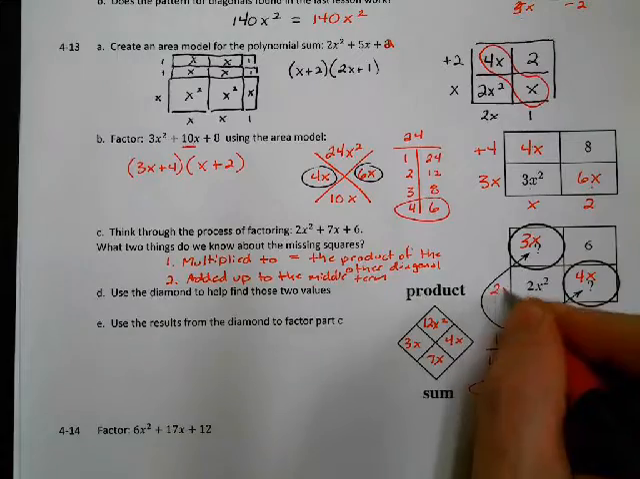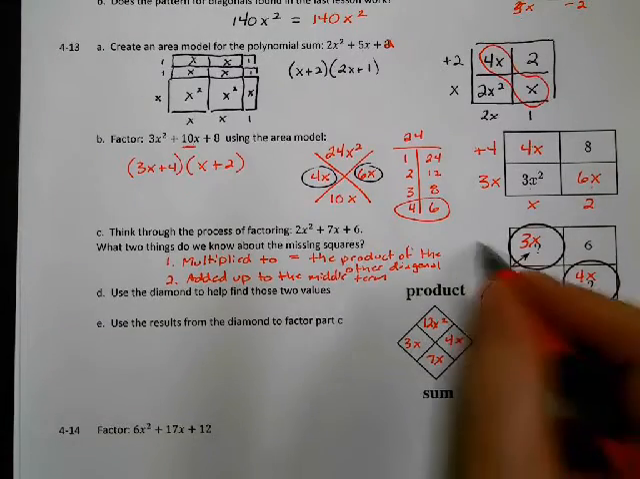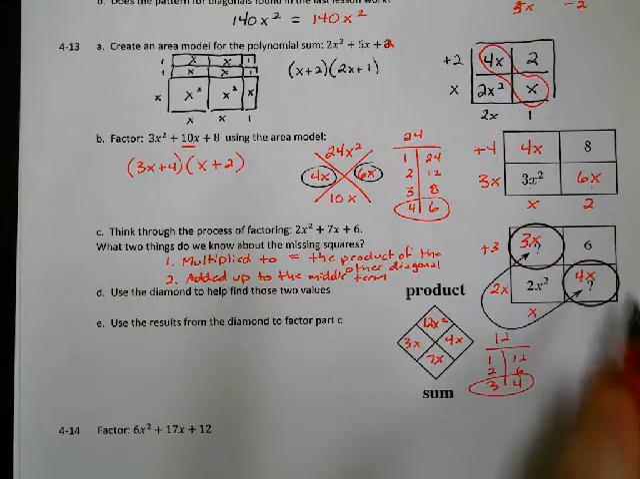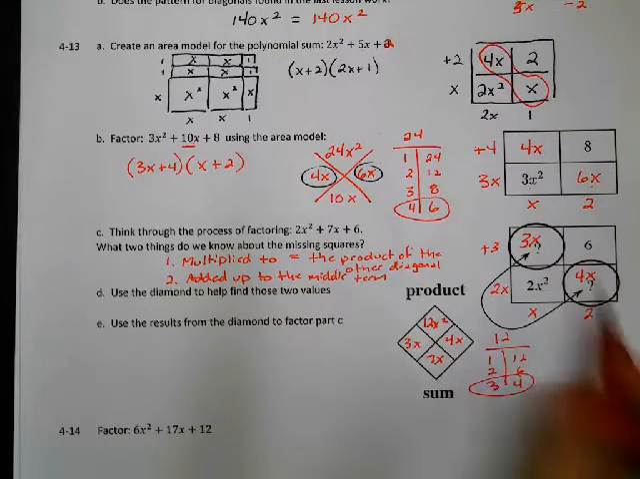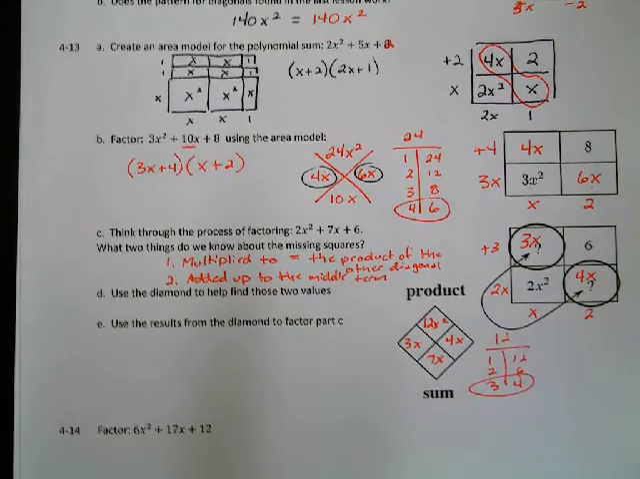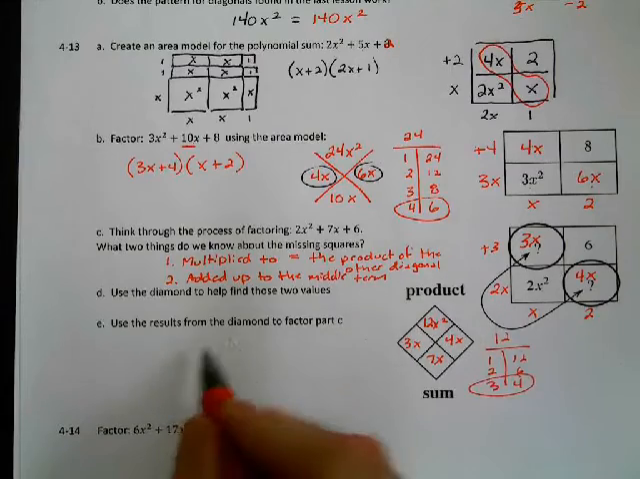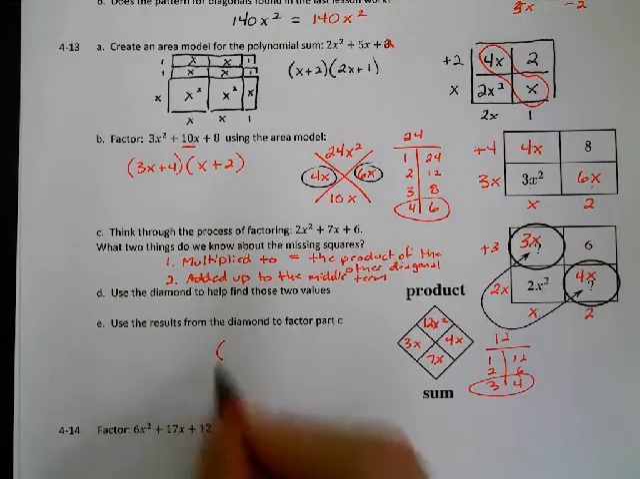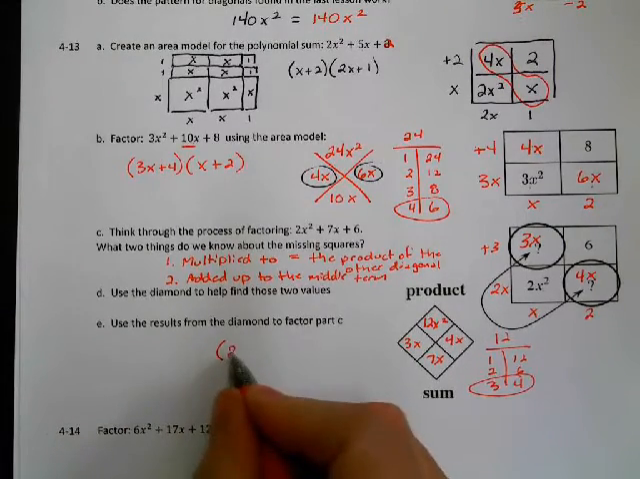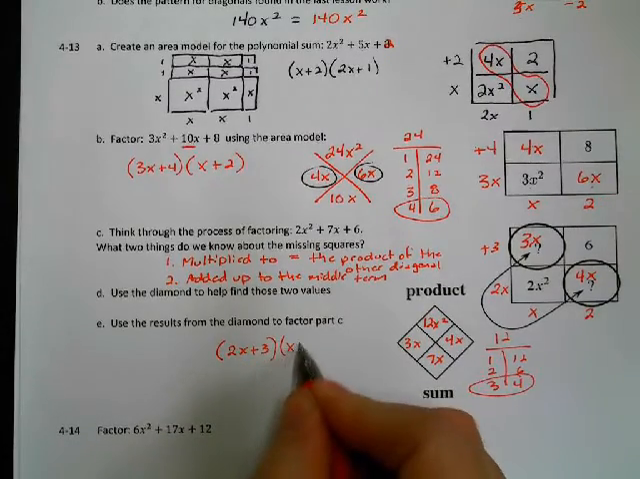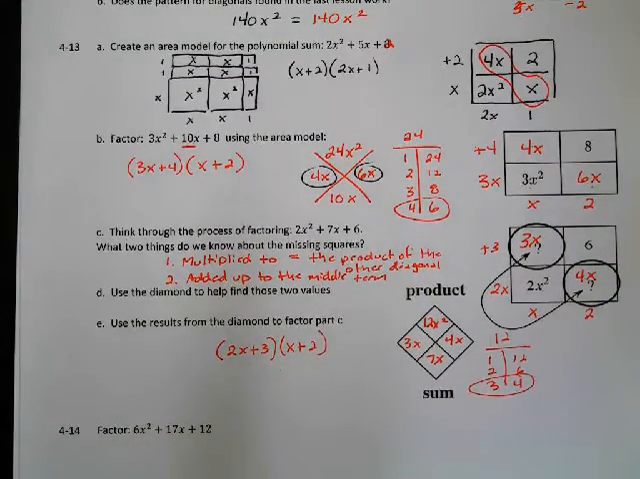x times 3 equals 3x. And 2x times 2 equals 4x. And 3 times 2 does equal 6. So I can tell that I did that right. So I can tell that my factors are 2x plus 3 and x plus 2. And I have now factored 2x squared plus 7x plus 6.